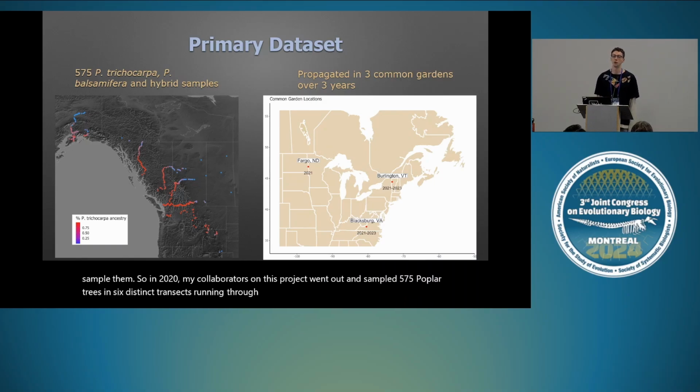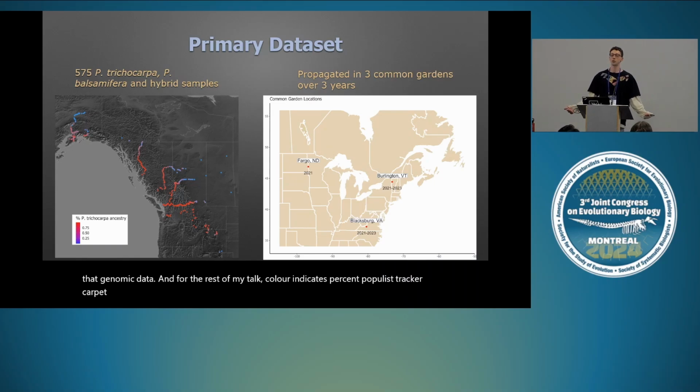through these hybrid zones. We sequenced the whole genome of all 575 of these individuals, so the color of the points in that left-hand map corresponds to % Populus trichocarpa ancestry based on admixture analysis of that genomic data. And for the rest of my talk, color indicates % Populus trichocarpa ancestry.